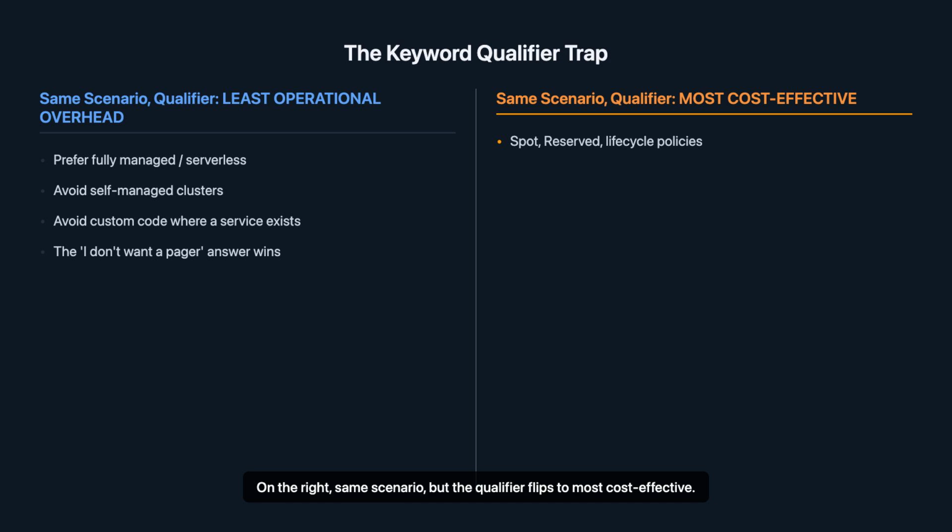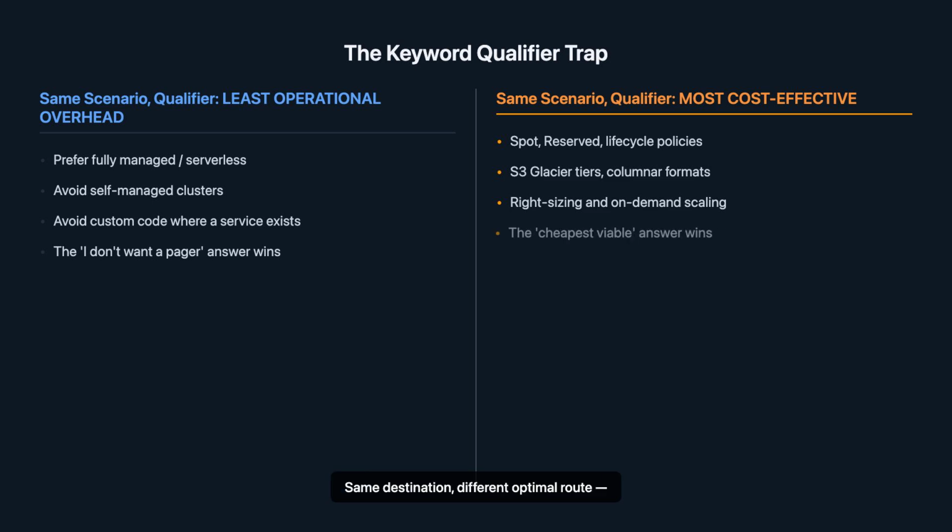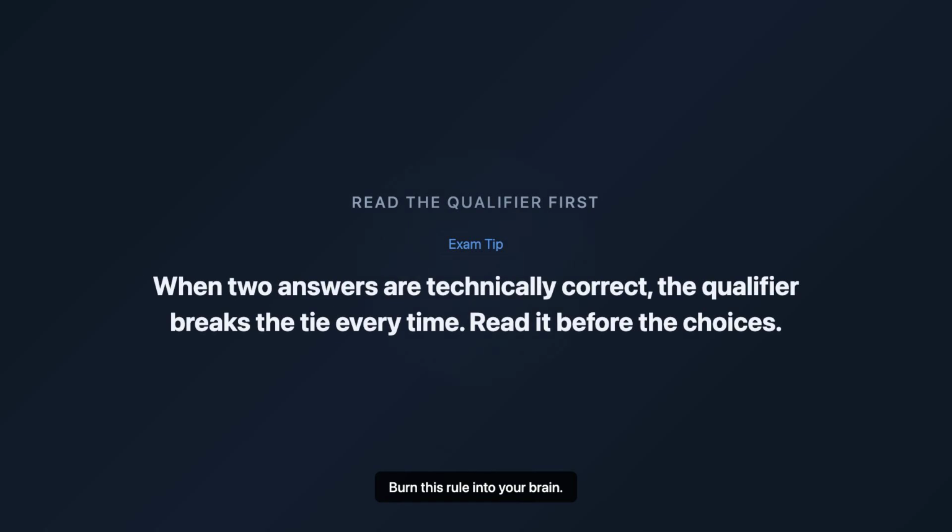On the right, same scenario, but the qualifier flips to most cost-effective. Now you're thinking spot instances, reserved capacity, S3 lifecycle policies, columnar formats. The cheapest viable answer wins. Same destination, different optimal route, like a GPS asking fastest versus avoid tolls. Burn this rule into your brain. When two answers are technically correct, the qualifier breaks the tie 100% of the time.